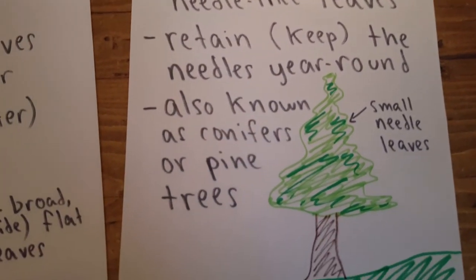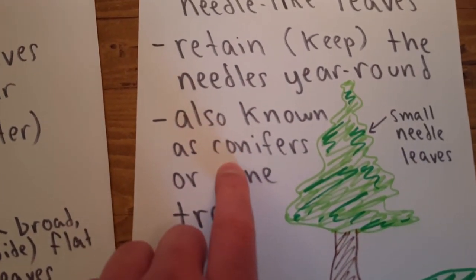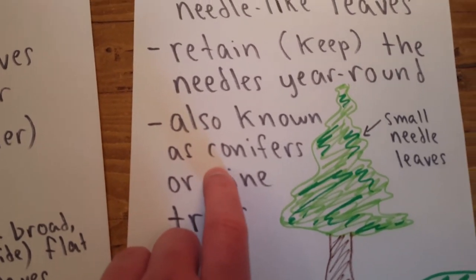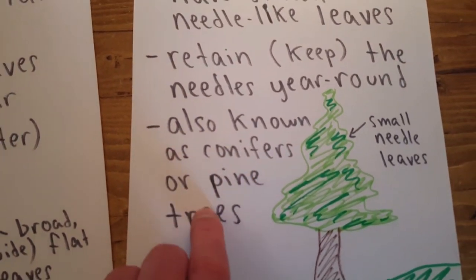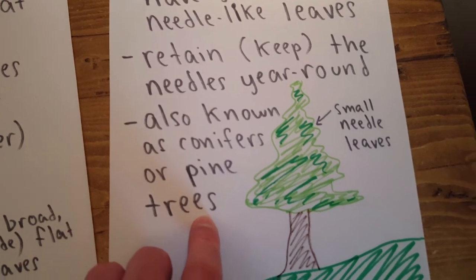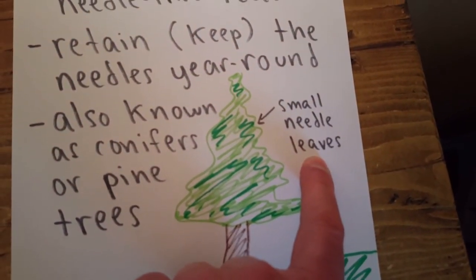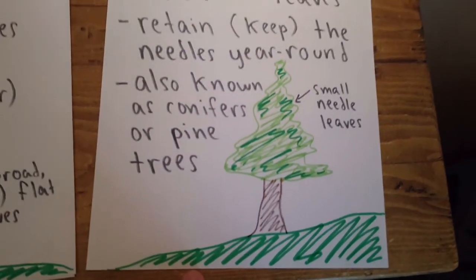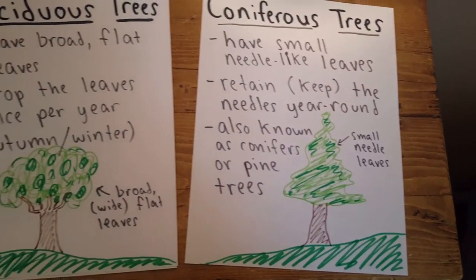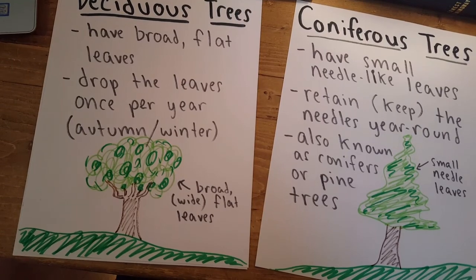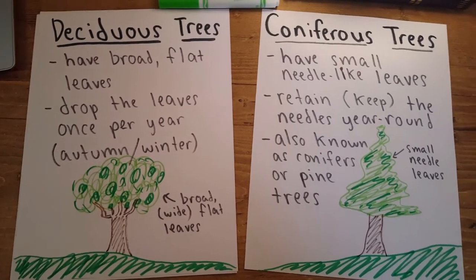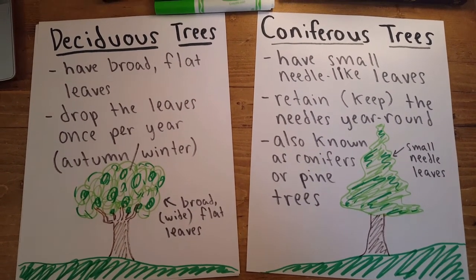Okay, they're also known as conifers. That's a C right there. I don't know if that came out clearly. Or pine trees, we know them as too. And I made a little arrow here that says small needle leaves. You like my pictures? I hope you like them. If anybody needs a tip on how to draw these, I can do that, but it would have taken me a lot of time to draw these on video.